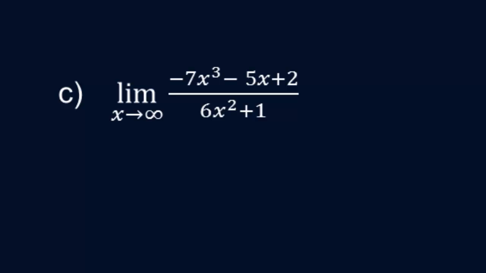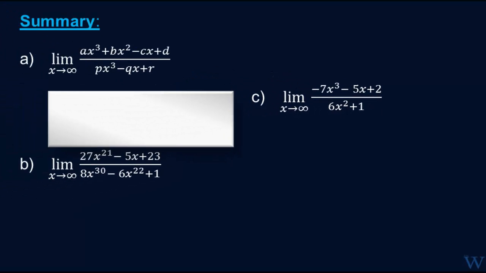So let's summarize what we did. Okay, here when the degree of the numerator is equal to the degree of the denominator, then we observe that the limit is equal to the ratio of the coefficients of the leading term, a over p. There's A and there's P. Here it's just an example. The degree is 3 on both the top and bottom.